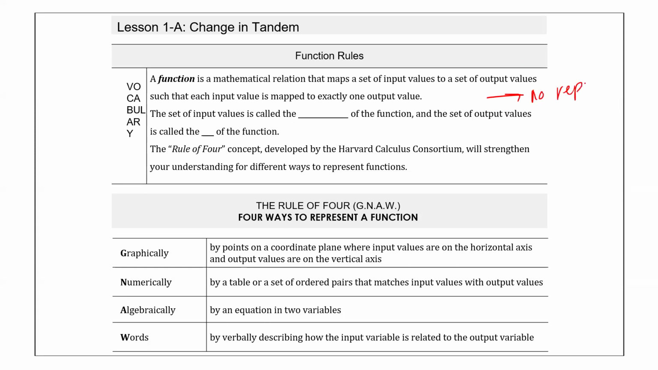No repeating X's, right? All right, the set of input values is called the, input values are your X's, and it's called the domain of the function. Good job, Randy. Domain of the function. Okay. The set of the output values is called the, don't know why that blank is so tiny. I don't know why it is.